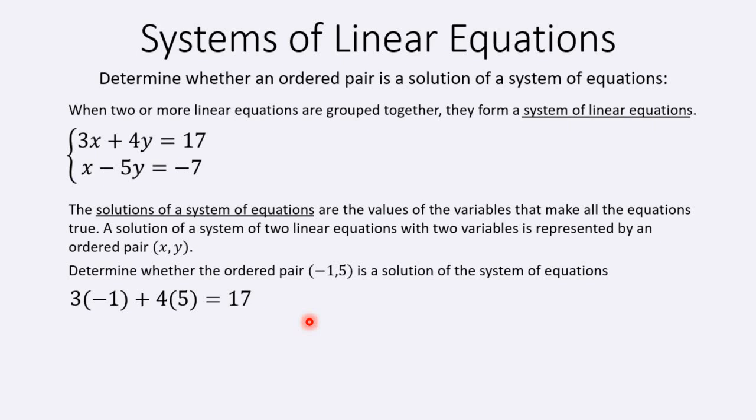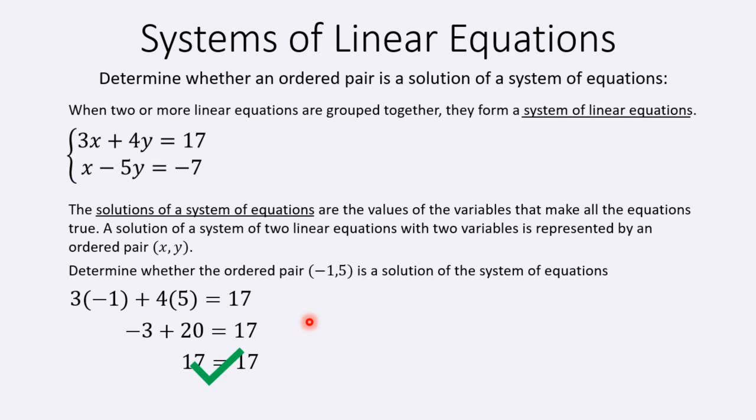First, we're going to do the multiplications. So 3 times -1 is -3, and 4 times 5 is 20. And then we're just going to combine these terms. -3 plus 20 gives me 17. So it works in the first equation.